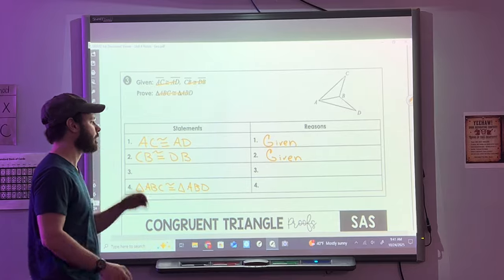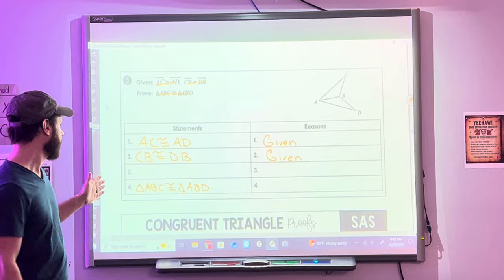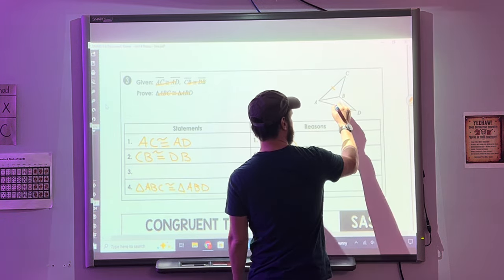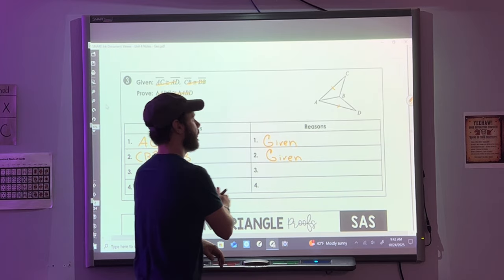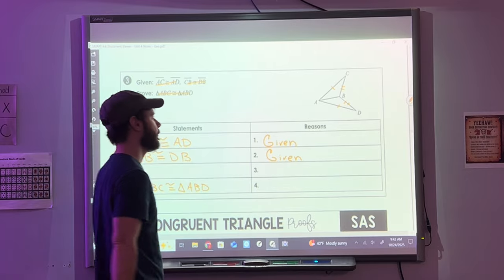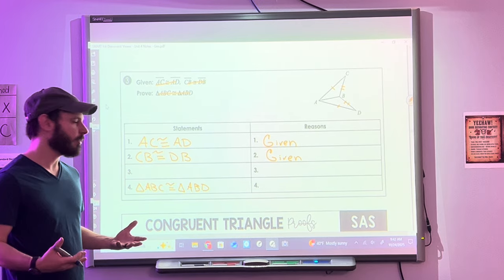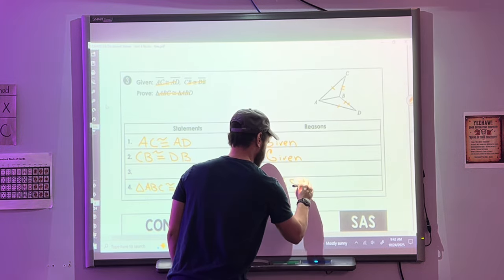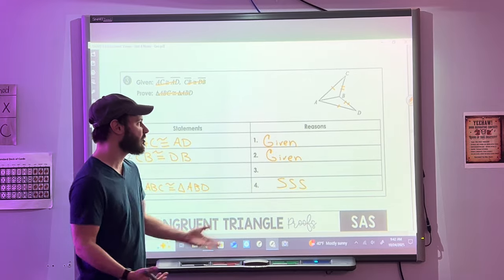Okay. All right. Now let's label our picture. AC matches AD. CB matches BD. All right, well, probably you're smart at this point. You can figure out, I'm gonna try to prove that this is with side, side, side. Like that's what we're trying to do. That's the topic here. So I know that's the answer.